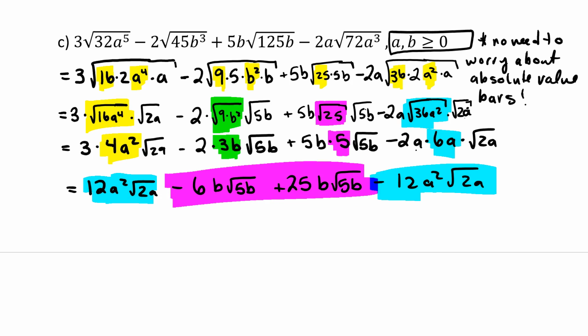Alright, so now I'm going to do the final job in simplification. 12a squared root 2a minus 12a squared root 2a is just 0. So we're left with this one right here. Negative 6b times root 5b plus 25b root 5b. That is simply going to become positive 19b root 5b.